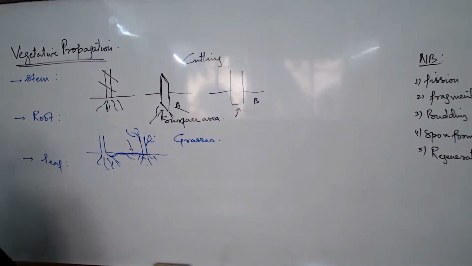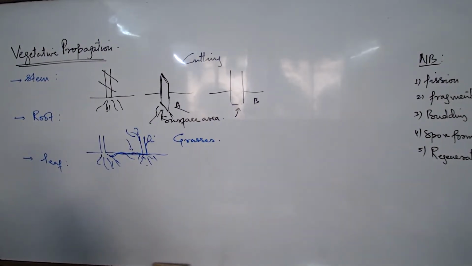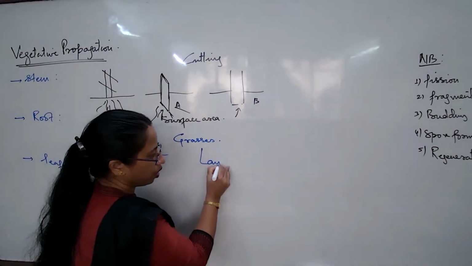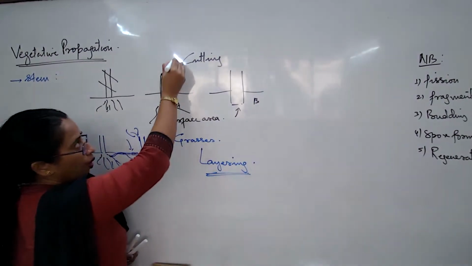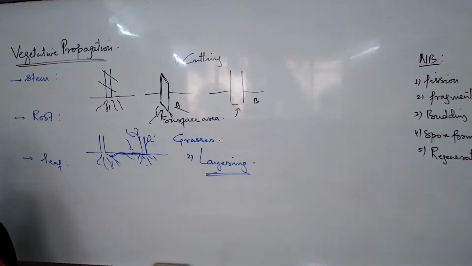A large number of aquatic plants also show this method. Now this particular method is known as layering. What is this particular method known as? This is known as layering. What was the first method we came across? That was cutting. Which part of the plant is used?